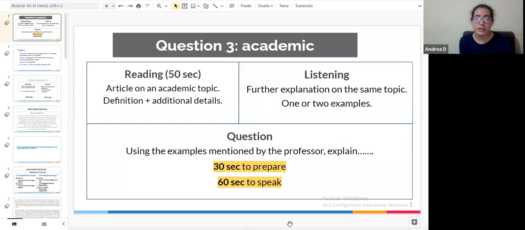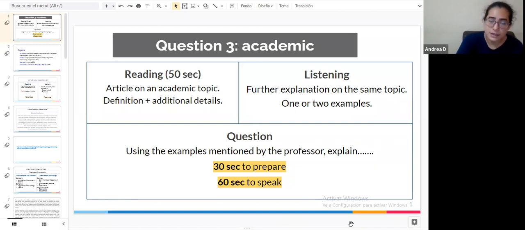So today we'll be looking at task three. Now, the structure is very similar. It's also an integrated question. So you still need to summarize certain content. You will have to read something and listen to an audio file. The timing is exactly the same as task two. You have 30 seconds to prepare and 1 minute to speak. So everything in terms of structure is quite similar.